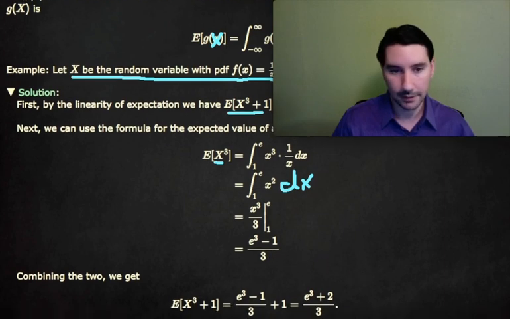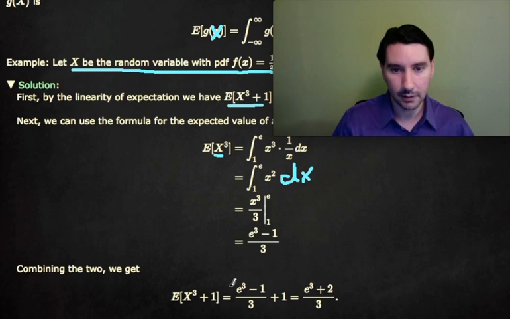So the expected value of X cubed plus 1 is e cubed minus 1 over 3 plus 1. Don't forget to add that constant back in, and that gives us e cubed plus 2 over 3.